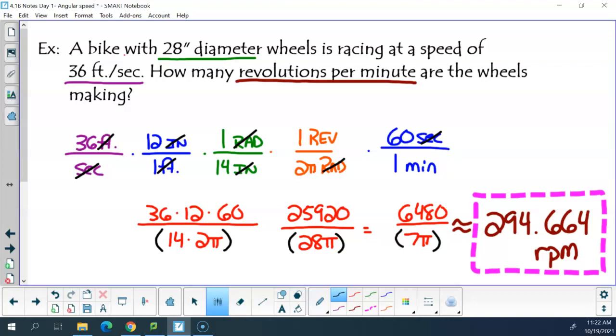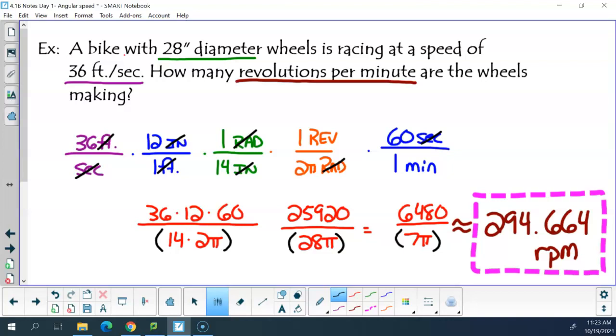Is it a coincidence that it was feet on top and then feet on bottom, and radians on top and radians on bottom? No, that's how it's done, because that's how you cancel out the labels. But you always take what's on the top first? No.